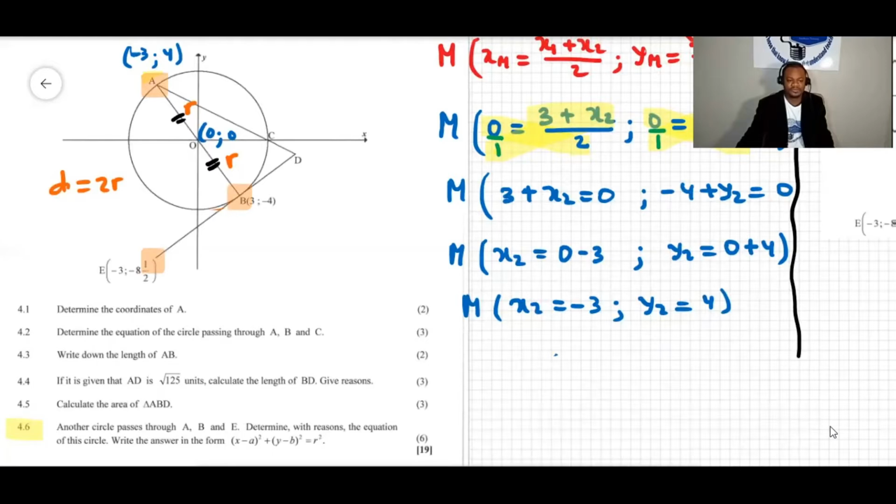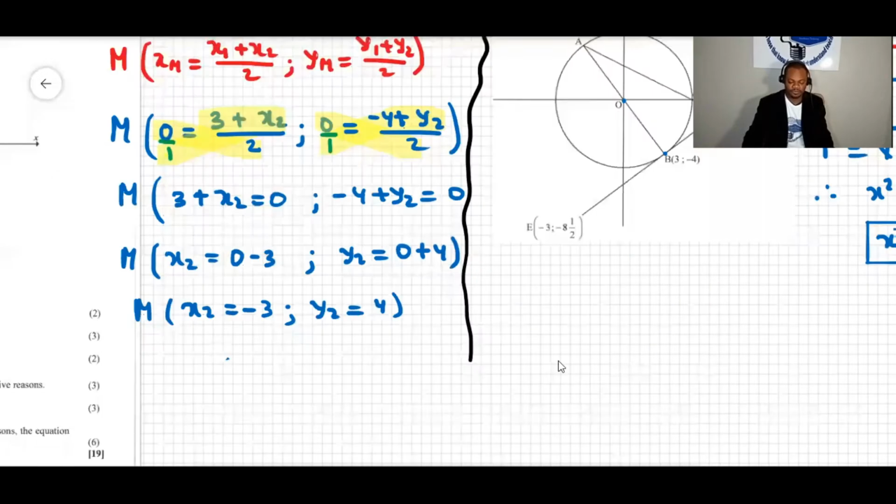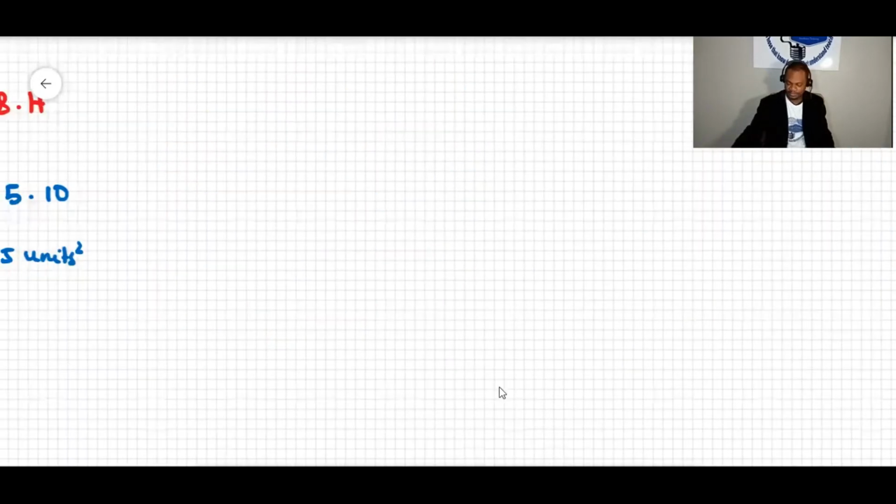Write your answer in the form (x minus a) to the power of 2 plus (y minus b) to the power of 2 equal to r squared. All right, so we need to find another equation of the circle that passes through this point. So this is a circle that passes through the point here. Now I am going to move my board over here because of space. I draw a line.